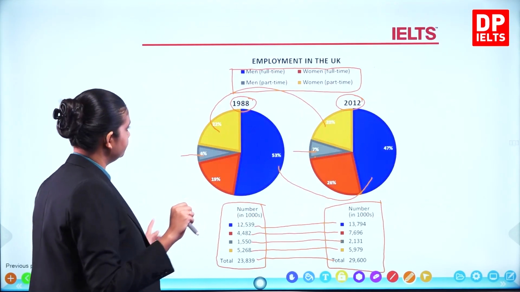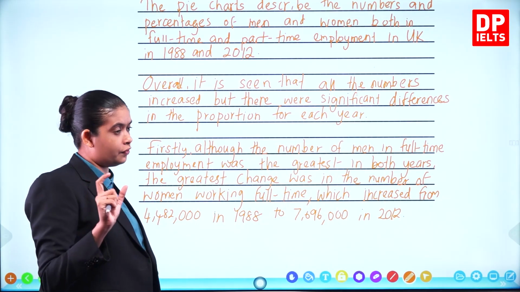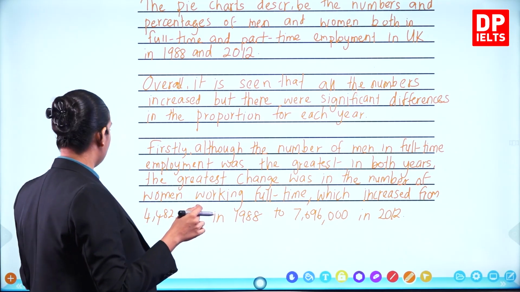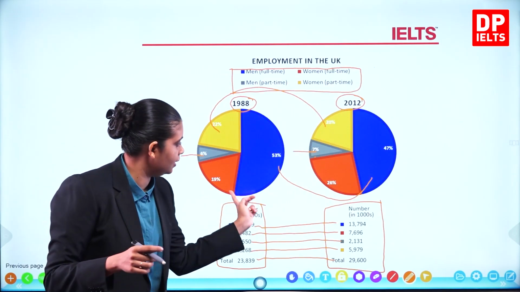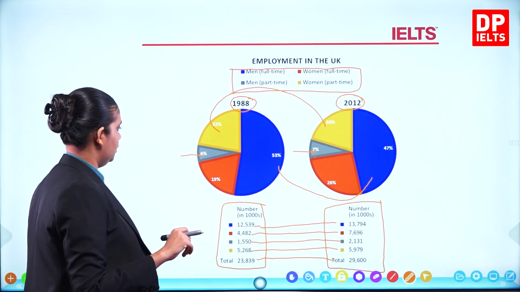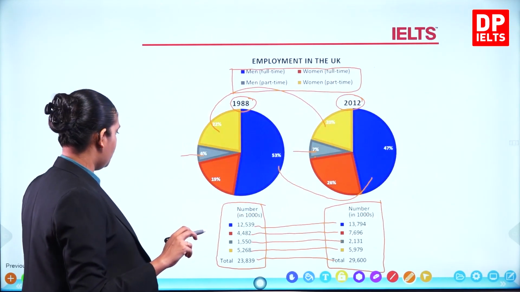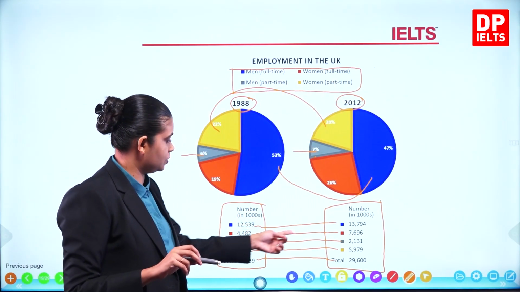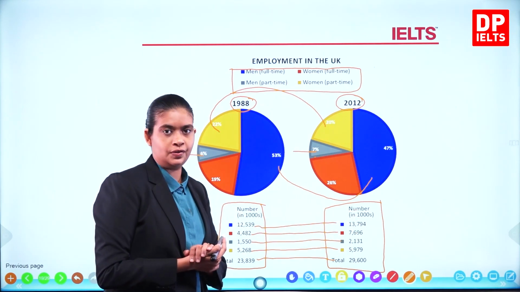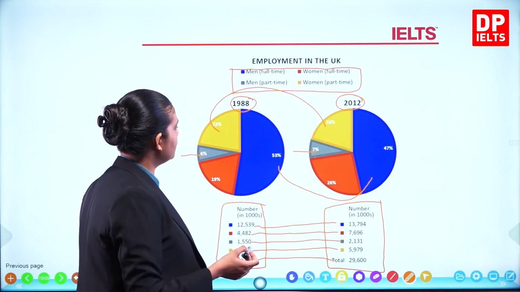That's obvious, right? But what is greatest in terms of numbers is the change in the number of women working full-time. So you can see as a percentage, it has increased significantly, right? It increased from 4482 in thousands to 7696 in thousands. Okay, so that's my first body para.